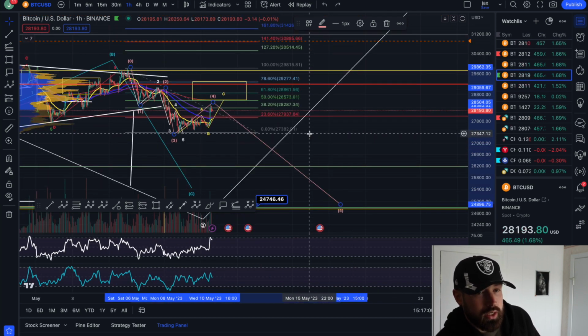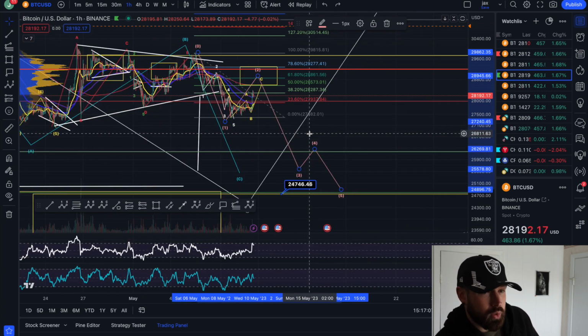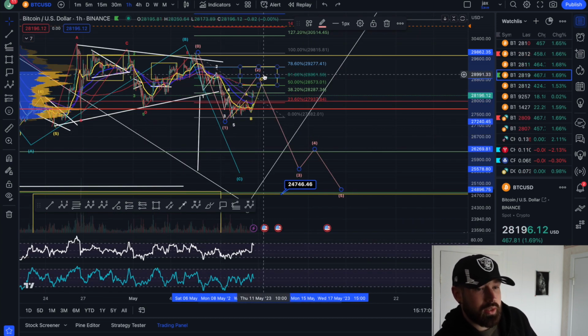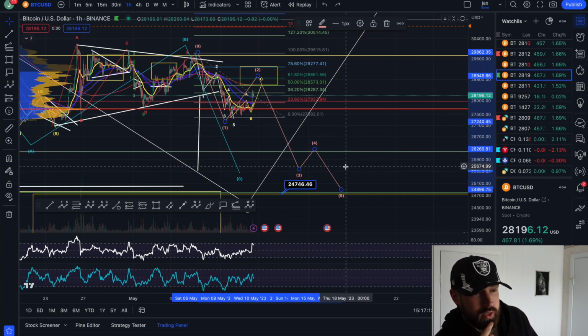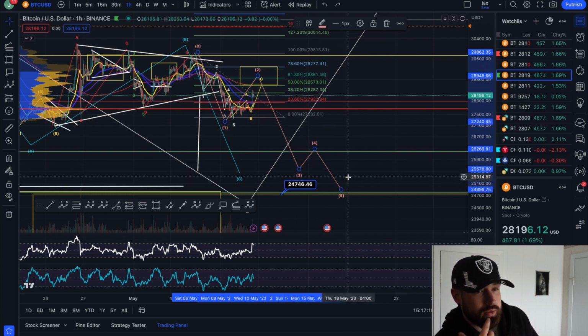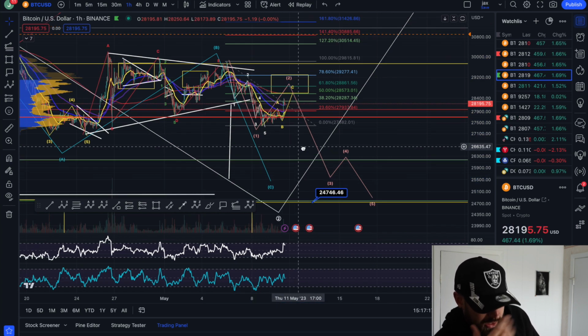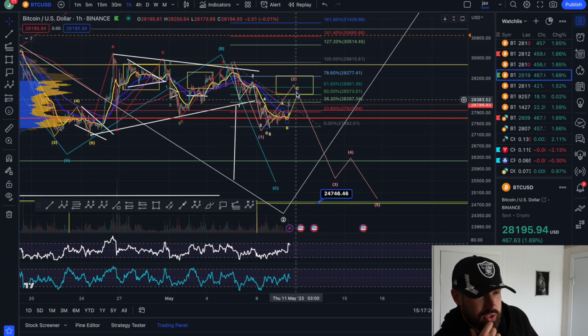This is what I think is likely right here. We're going through a wave 2 pullback. We've already met the minimum target. We come down in 3, 4, 5, and that could retest 25K. Come down and retest 25K. That's what I think is likely now that we're seeing this push up right here.